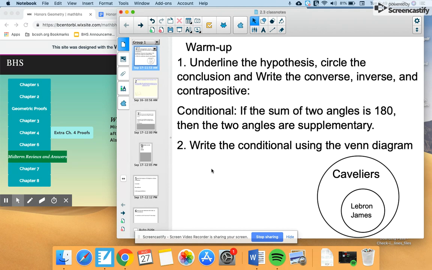And then you're also going to do number 2. So using the Venn diagram, you're going to write a conditional statement. So again, that's just a review from yesterday. Go ahead and do that. And then in class tomorrow, we will put some answers up on the board for that.